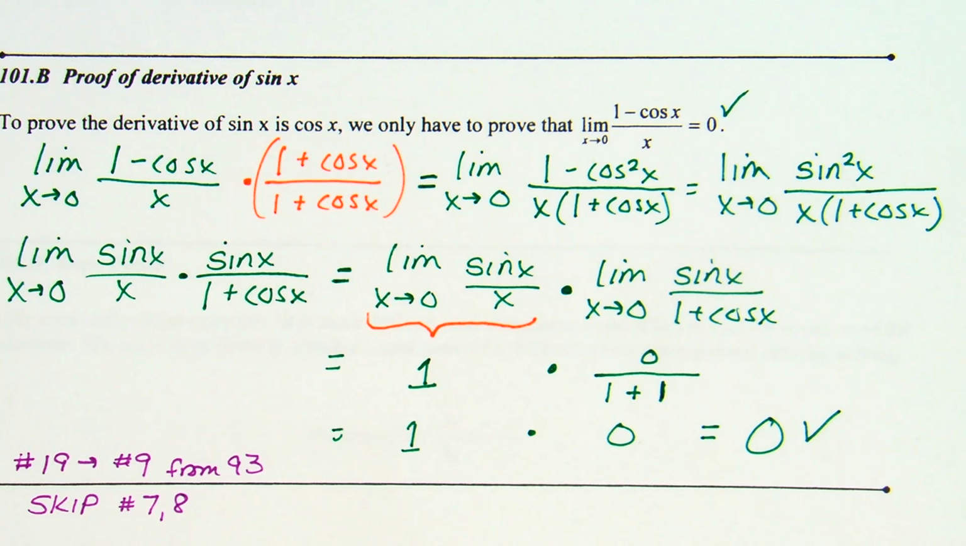Before I forget, I've written down that 19 becomes 9 from 93, and that you are skipping 7 and 8.